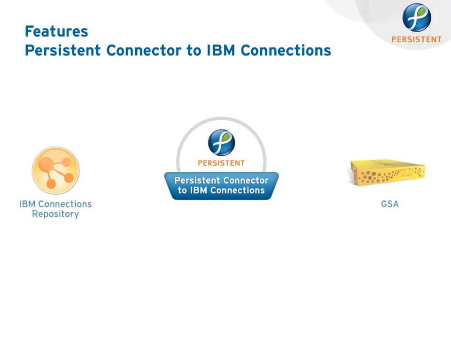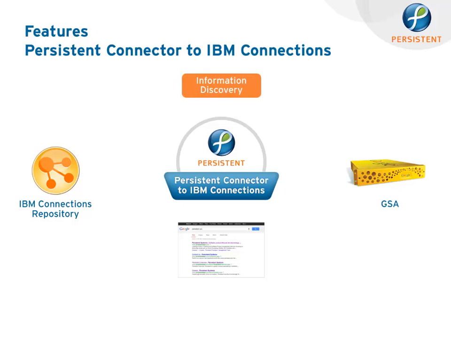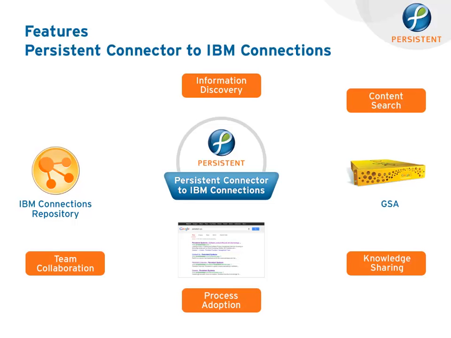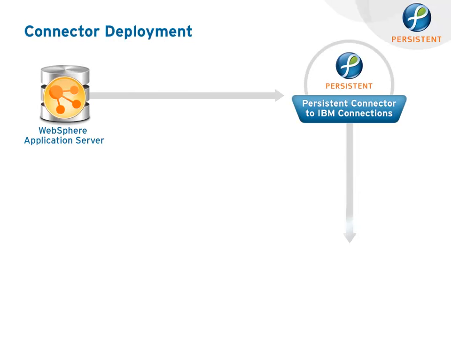Persistent Connector Suite enables integration of third-party content repositories with enterprise search products like GSA. The connector to IBM Connections is one such connector that enables navigation and discovery of business information in IBM Connections. This connector helps retrieve content, metadata and access control list from the Connections repository and feed to GSA for indexing. Together with GSA, the connector enables IBM Connections customers to achieve better information discovery, content search, knowledge sharing, process adoption, team collaboration, and expertise networking. Let us now have a look at the deployment of this connector.